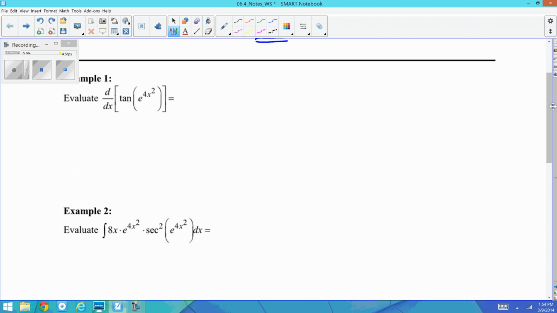Okay, so just as a review, we can take this derivative. The derivative of tangent would be secant squared of e to the 4x squared, times the derivative of the inside, which would be e to the 4x squared times 8x. All right, so that's something that we're really good at. You could take the derivative, no problem. Now, if we didn't just do this, you might not be able to complete the next example.